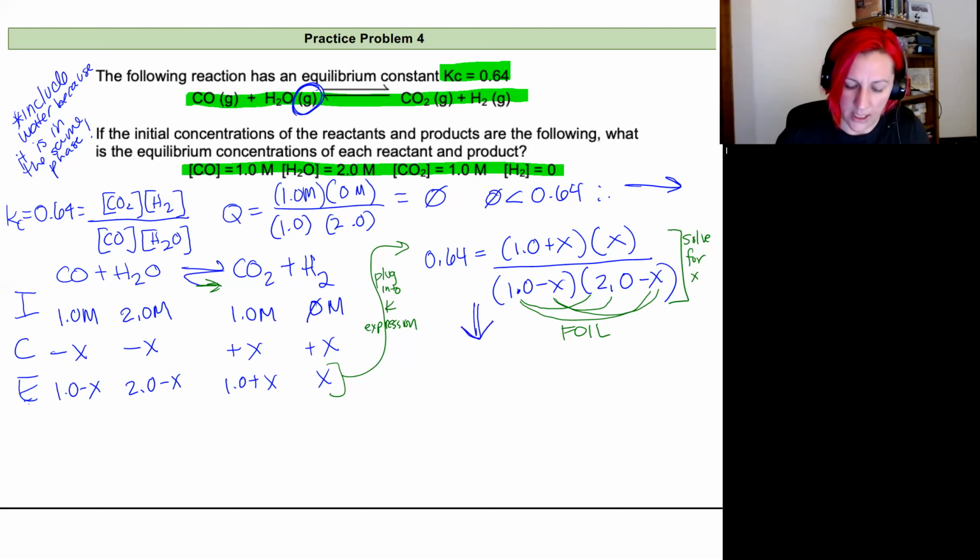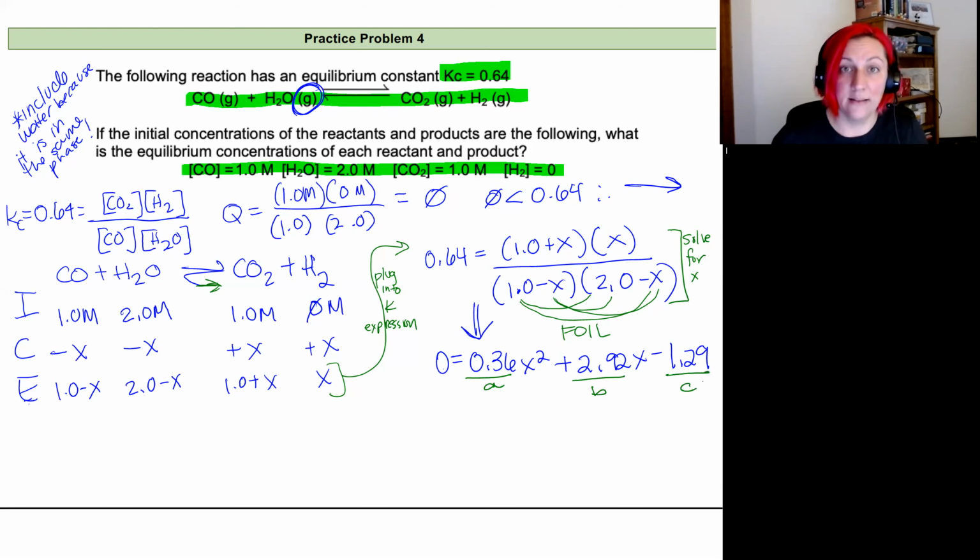So this is going to become 0 is equal to 0.36x squared plus 2.92x minus 1.29. And so I have right here a, b, and c. And so I'm going to plug that into my quadratic equation. So this is going to look like x is going to be equal to negative b. I'll put this up on the side right here. x will be equal to negative b plus or minus the square root of b squared minus 4ac, all divided by 2a.